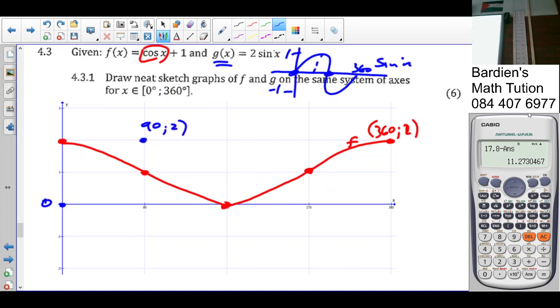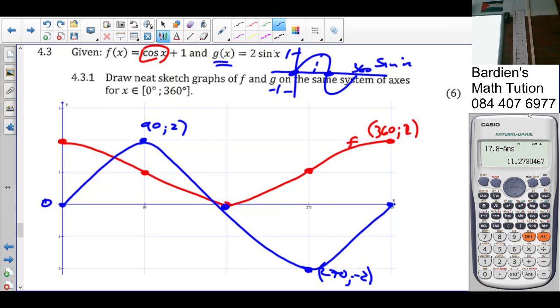180 is 180 and 0. 270 is normally 270 and minus 1. So in this case, it's 270 and minus 2. And then, of course, it ends up again at 360. So there's that graph. And this is the graph of g. Right, you guys understand? Alright.